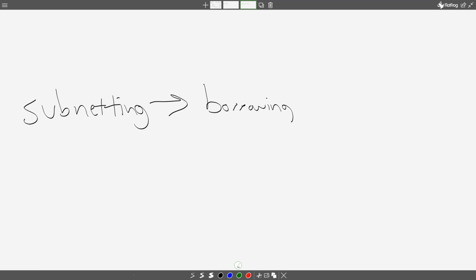We can borrow from the host bits, we can subnet it. Exactly. And that, folks, is the definition of subnetting. The definition of subnetting is borrowing host bits to increase network bits.